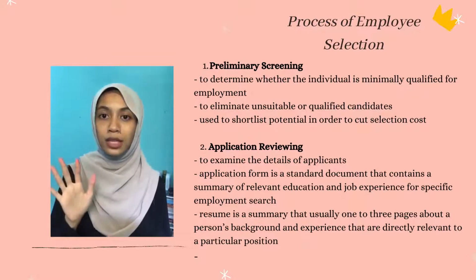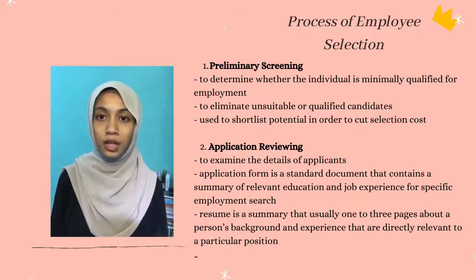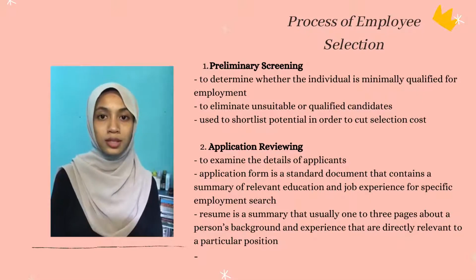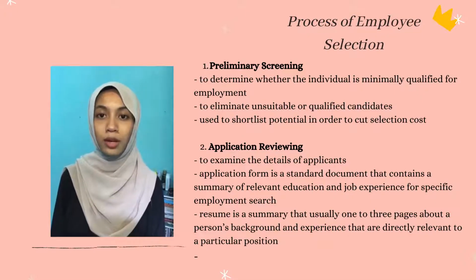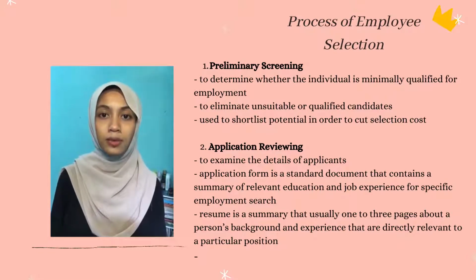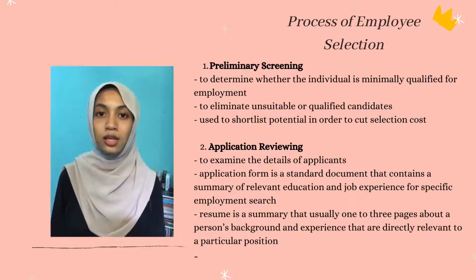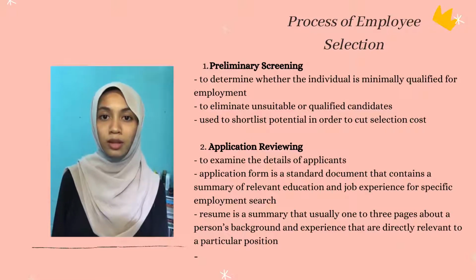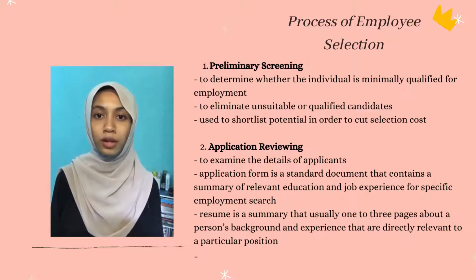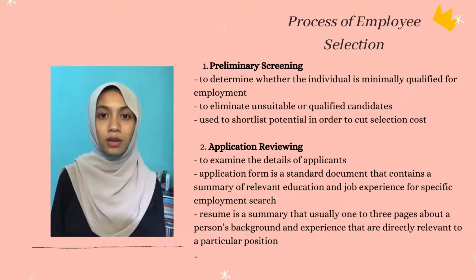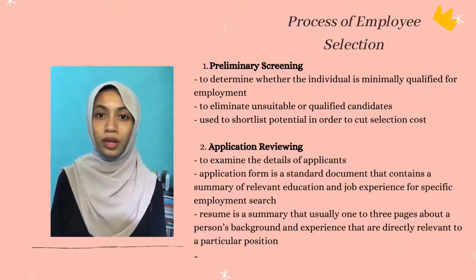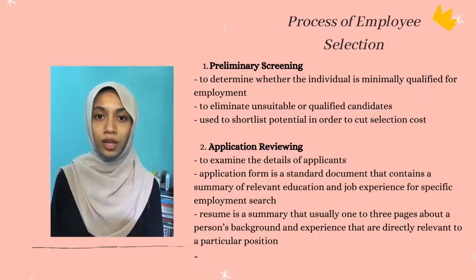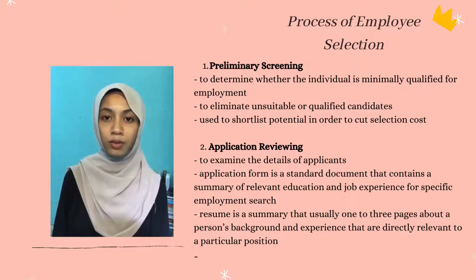There are five processes in a typical employee selection process, which are preliminary screening, application reviewing, job fitness testing, job-related interviewing, and background checking. First step is preliminary or initial screening. Initial screening is the first step conducted on prospective applicants to determine whether the individual is minimally qualified for employment. The purpose of the preliminary interview is to eliminate unsuitable or unqualified candidates, or those who obviously do not meet the position's requirements, from the selection process.